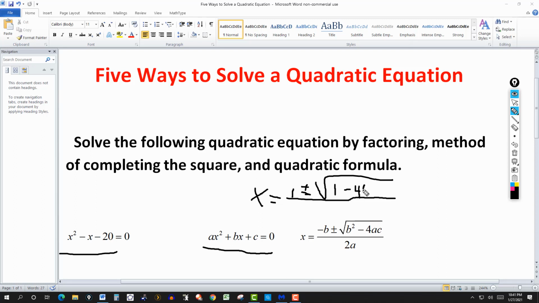Now obviously the negative 1 squared under the radical, that's b squared, it's going to be 1. The 4 is part of the formula. Where the a was, we put a 1. Where the c is, we put a negative 20. At the bottom it'll be 2 times a. Okay, those are the entries there.